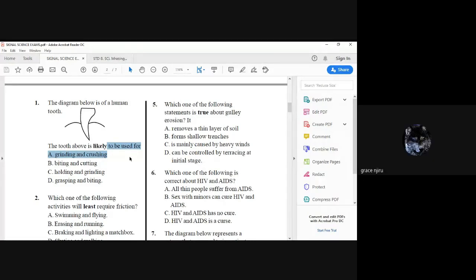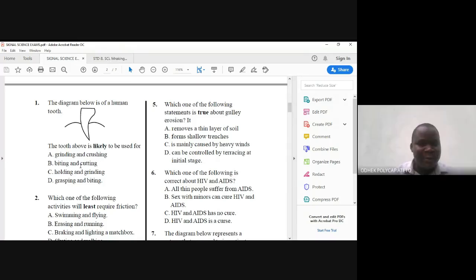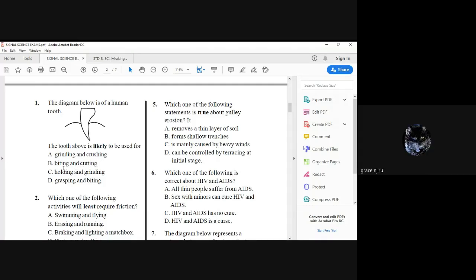Okay. Grinding and crushing is premolars and molars. Biting and crushing. Biting and cutting. Cutting is incisor. Okay. Holding and grinding.